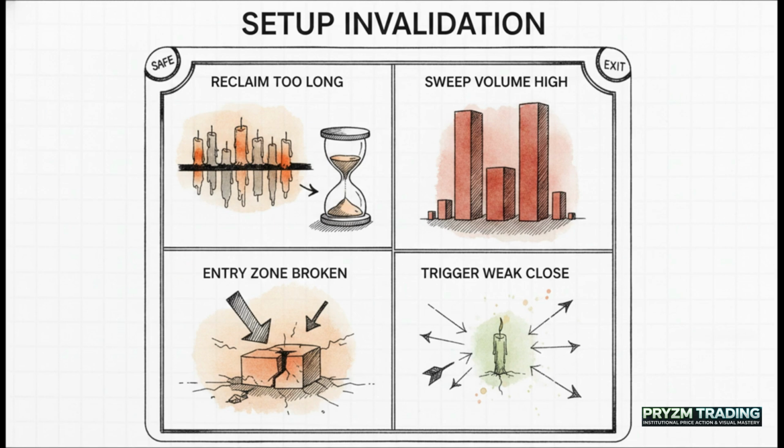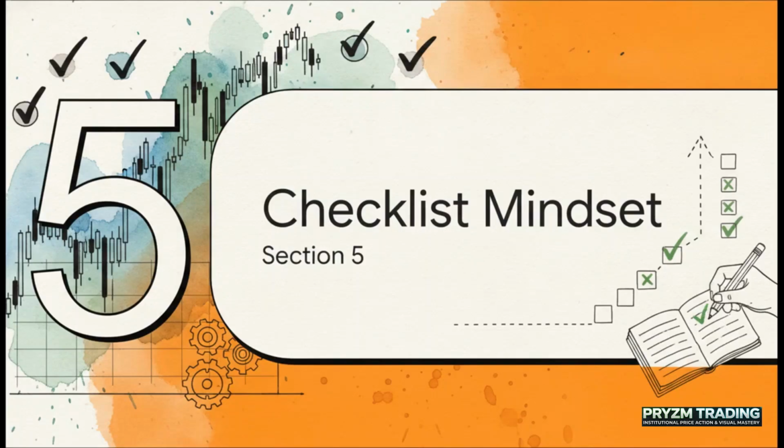1. The reclaim takes way too long. If price hangs out below the swept level for more than 5 candles, the selling has been accepted. Walk away. 2. Sweep volume is too high. Genuine selling conviction won't just reverse. 3. The entry zone gets smashed. If price just slices straight through your order block without any trigger forming, it's done. 4. The trigger candle closes weakly, barely above its midpoint. If you see literally any of these 4 things, abort. Don't even try it.